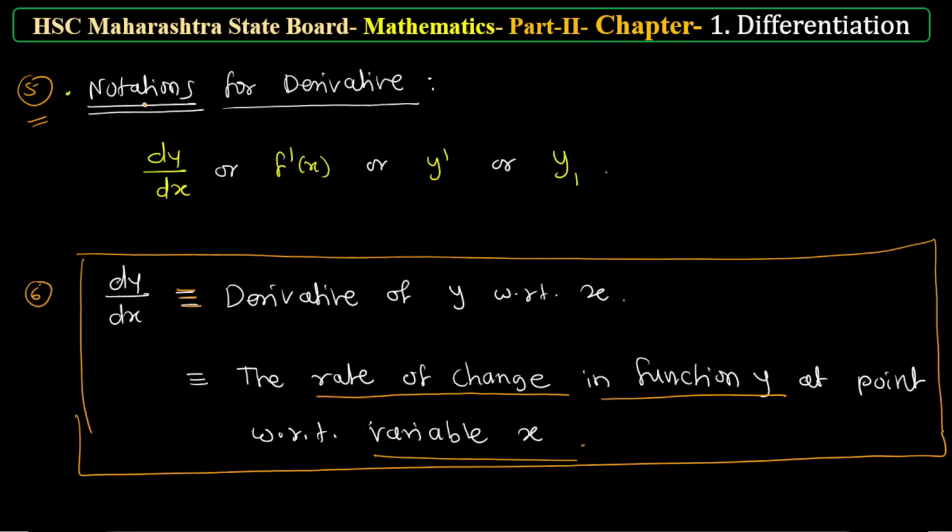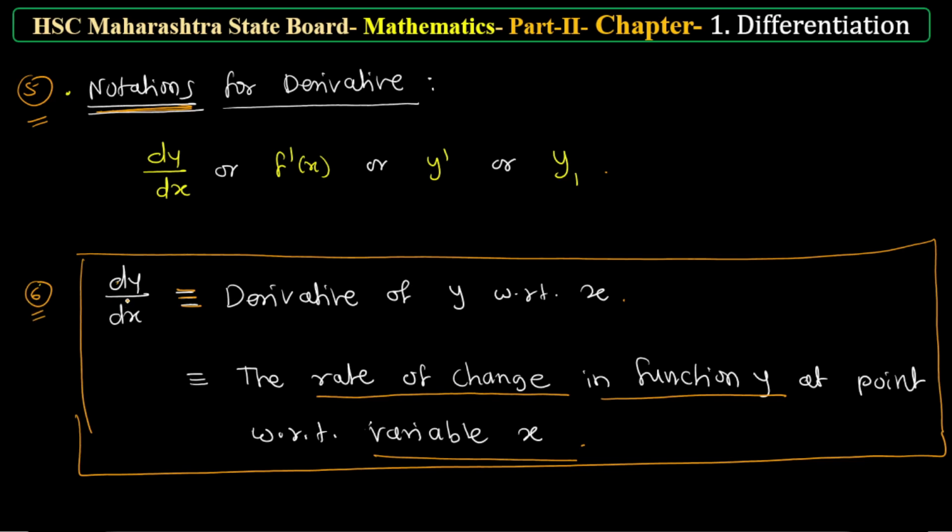रिमार्क 5, डिफरंट नोटेशन्स फॉर डेरिव्हेटिव्ह. हियर फर्स्ट नोटेशन dy upon dx, सेकंड नोटेशन f dash of x, थर्ड नोटेशन y dash अँड फोर्थ नोटेशन y1. हे सगळे डेरिव्हेटिव्हचे नोटेशन्स आहे.